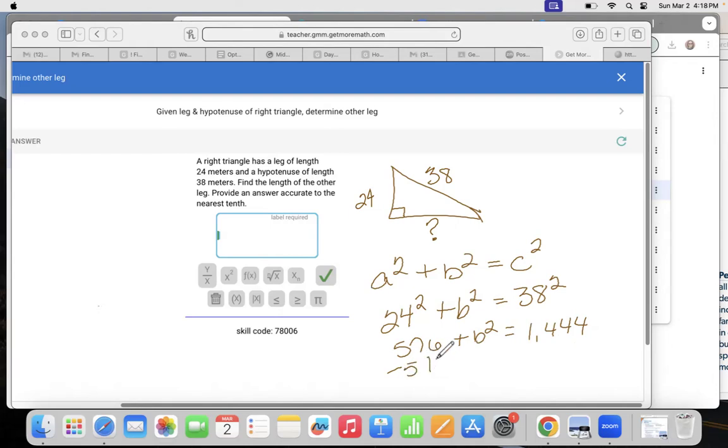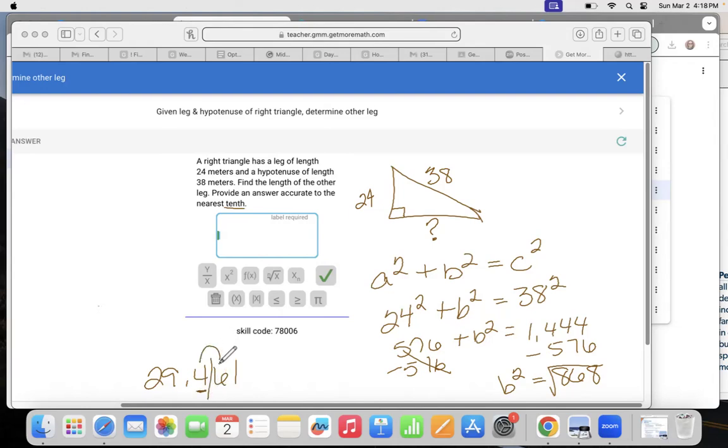So we're going to subtract 576. It's already in my calculator, so I'm just going to hit minus 576, and that gets me b squared equals 868. And then again, it's still b squared, so you have to do the square root sign in your calculator. And that gets me, let me put it over here, 29.461.